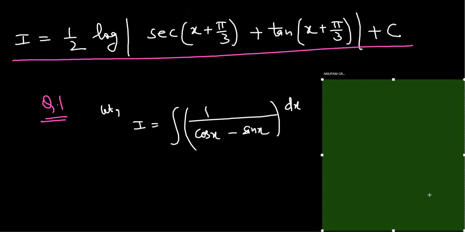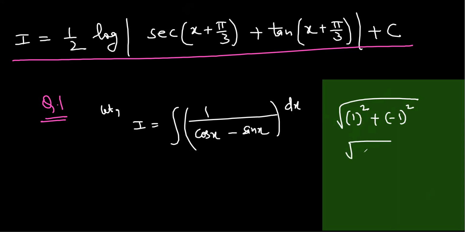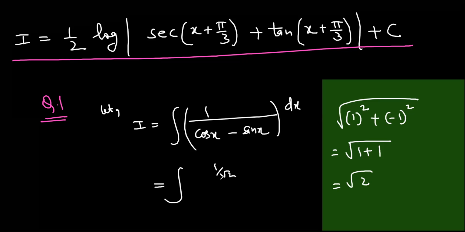As I told you, the coefficient of cos x is 1, so 1 squared; the coefficient of sin x is minus 1, so plus minus 1 squared, under the square root. You will divide by this number. This number is 1 squared plus 1 squared under root, so it is root 2. You will divide the numerator and denominator by root 2 and then begin as we did in the previous question. So you will get 1 upon root 2, and dividing the denominator by root 2, you get 1 upon root 2 cos x minus 1 upon root 2 sin x, dx.